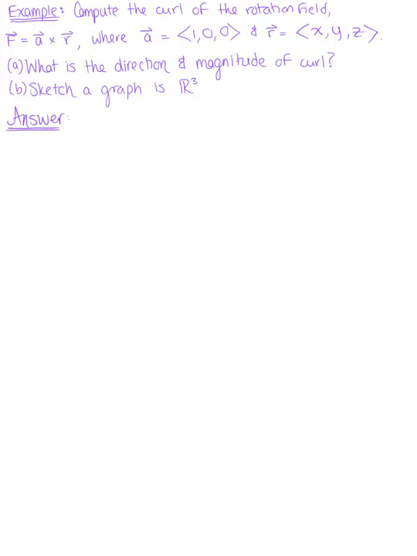Compute the curl of the rotation field defined as vector F is equal to the cross product of vector A and vector R, where A is the vector in the x direction, 1, 0, 0. We call this the axis of rotation. And then we have vector R defined by components x, y, z, which is our position vector. So we're asked here to find the direction and magnitude of curl as well as sketching a graph.